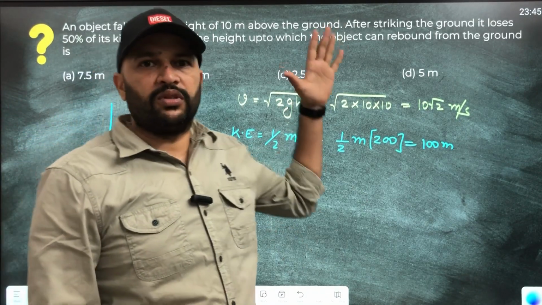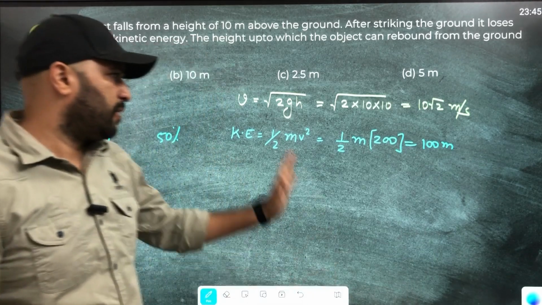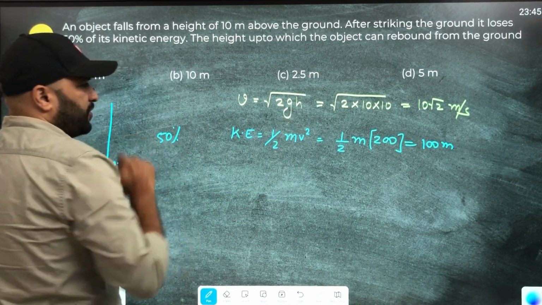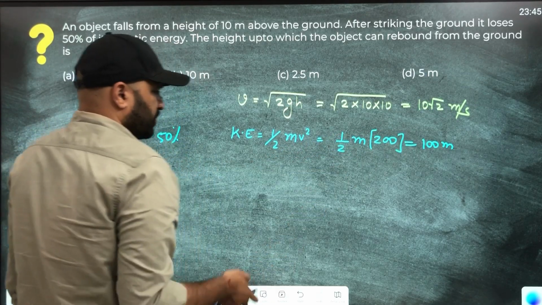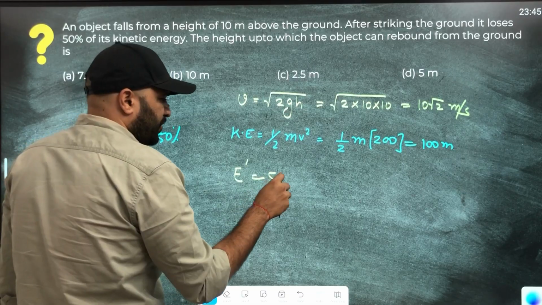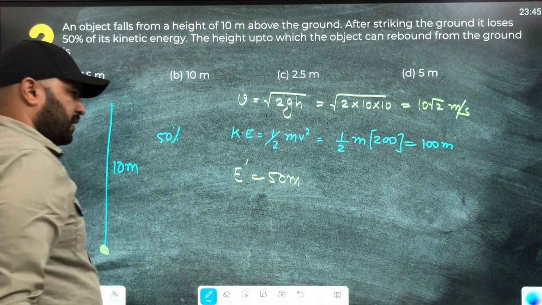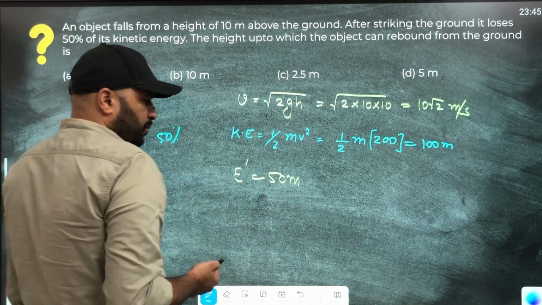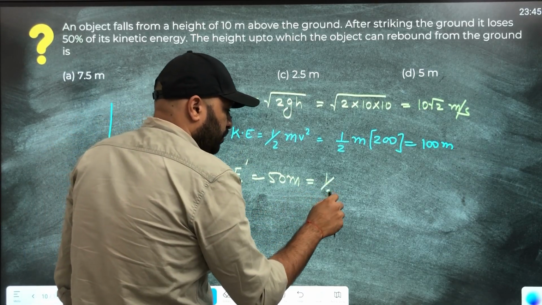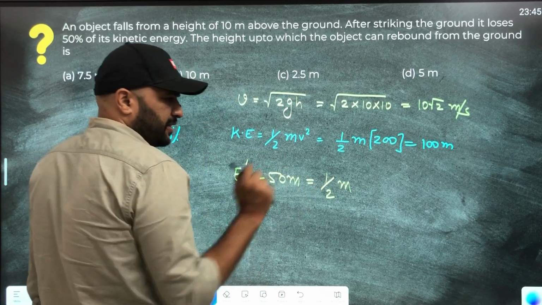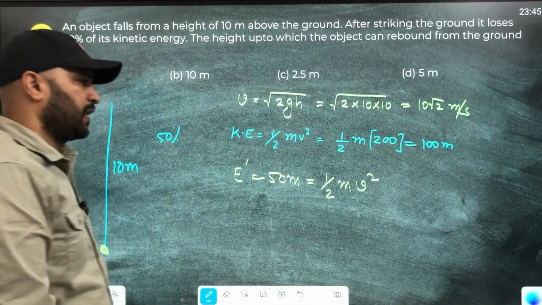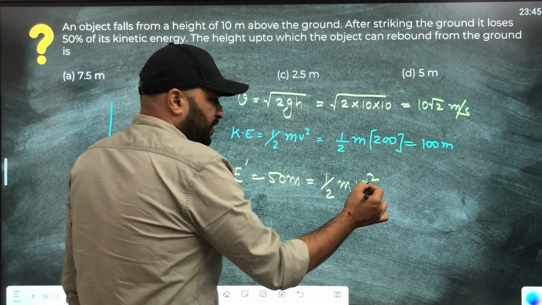Now when it rebounds, when it comes back, what happens? Sir, it loses its kinetic energy by 50%. What is 50% of 100 m? Sir, it is 50 m. So the new energy, let's call it E dash, is equal to 50 m. Great. So if this is the new energy after losing 50%, what will be the new velocity? Mass still remains the same, half mv square. And what is this v? Let's call it v dash.